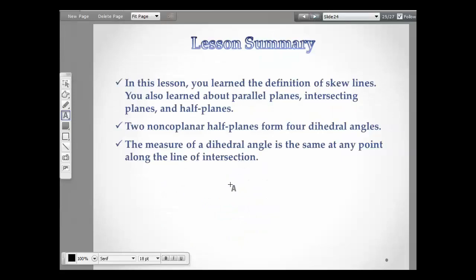Okay, in this lesson you learned the definition of skew lines, and you also learned about parallel planes, intersecting planes, and half planes. Two noncoplanar half planes form 4 dihedral angles, and the measure of a dihedral angle is the same at any point along the line of intersection.